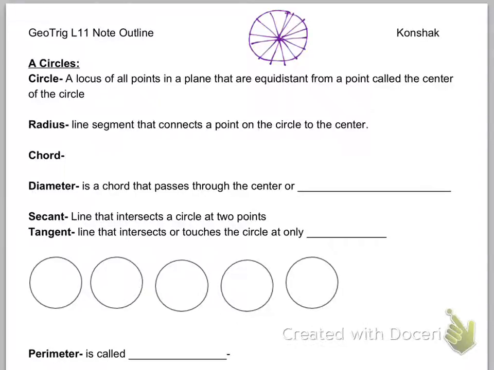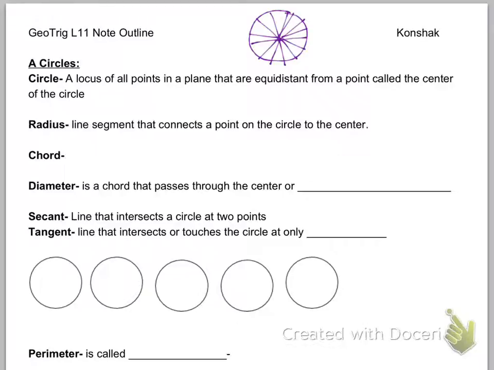Guys, what's not part of the circle are all the spokes in that wheel. The center is not part of the circle. The circle is just the stuff that's the same distance all the way around from that center. Okay? That's the definition of a circle.